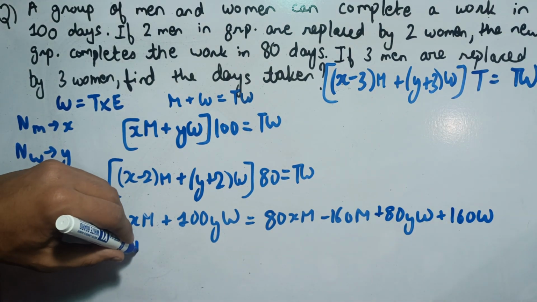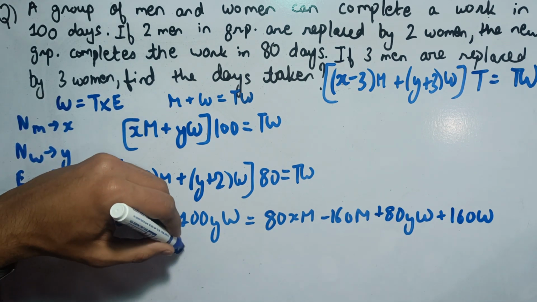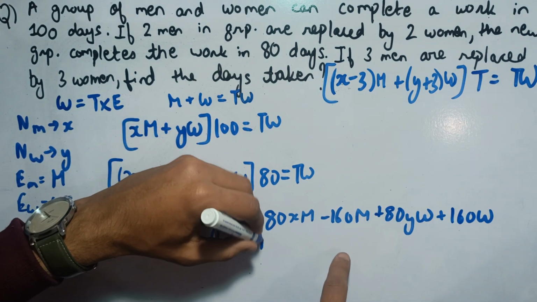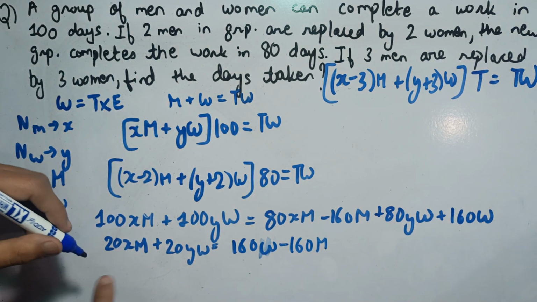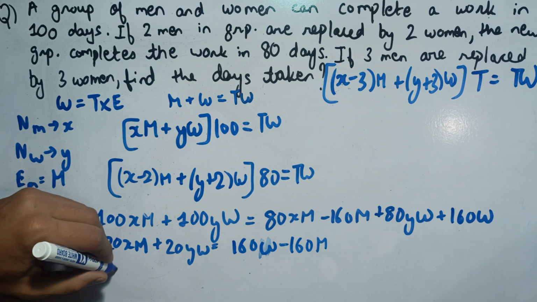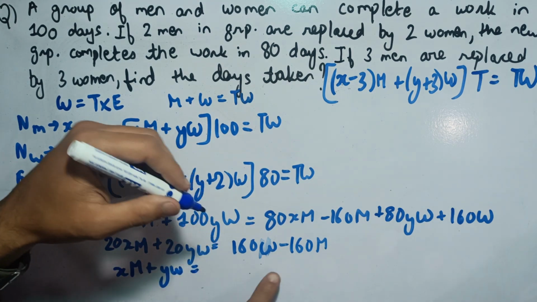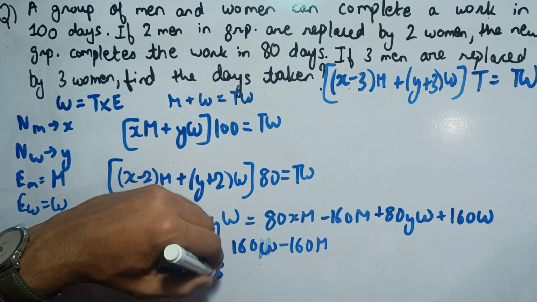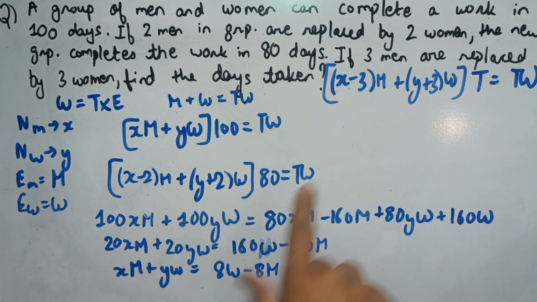This gives us 20 XM. 100 YW minus 80 YW gives us 20 YW. So we are left with 160 W minus 160 M. We can common out 20, so we are left with XM plus YW, and we can also common out 20 from this side as well. We'll be left with 8W minus 8M. So we get this as well. Now we'll try to substitute this in this equation.